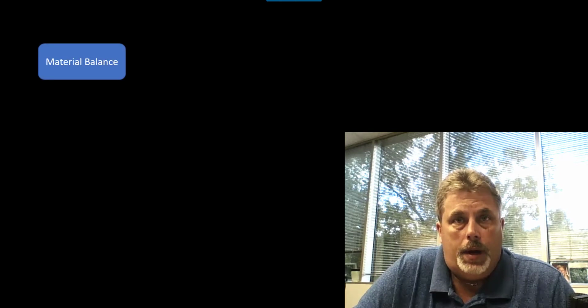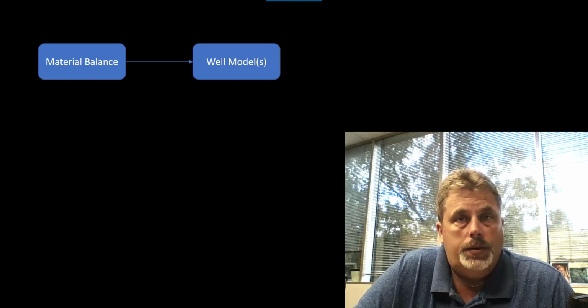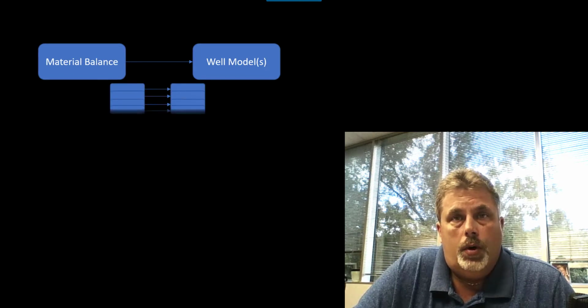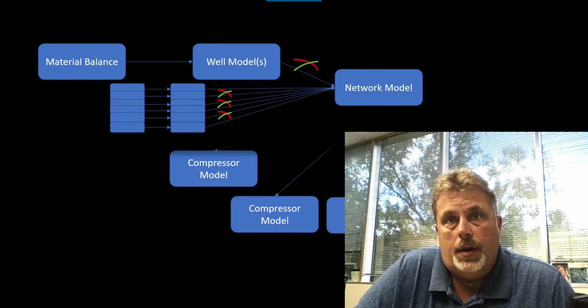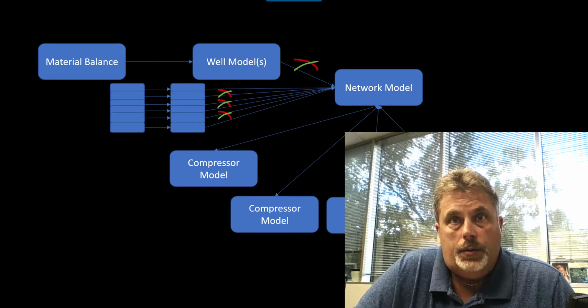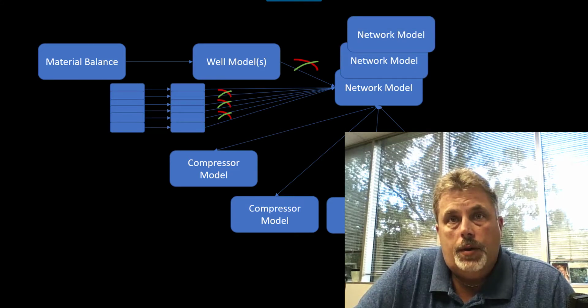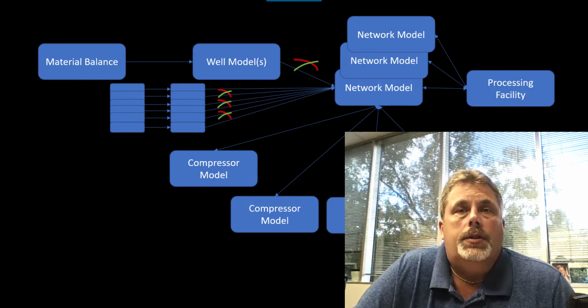So that was an example of using OVS with a single well model, but models can feed other models. Let's take, for example, one of our recent clients where they had a material balance model that fed well models. Those were performed across hundreds, if not thousands, of wells. The results of the well models were used to feed the surface network. The surface network, in turn, was used to feed the compressor models. The compressor models impacted the results of the surface network as well. This was done across multiple surface networks and ultimately fed into the processing facility.